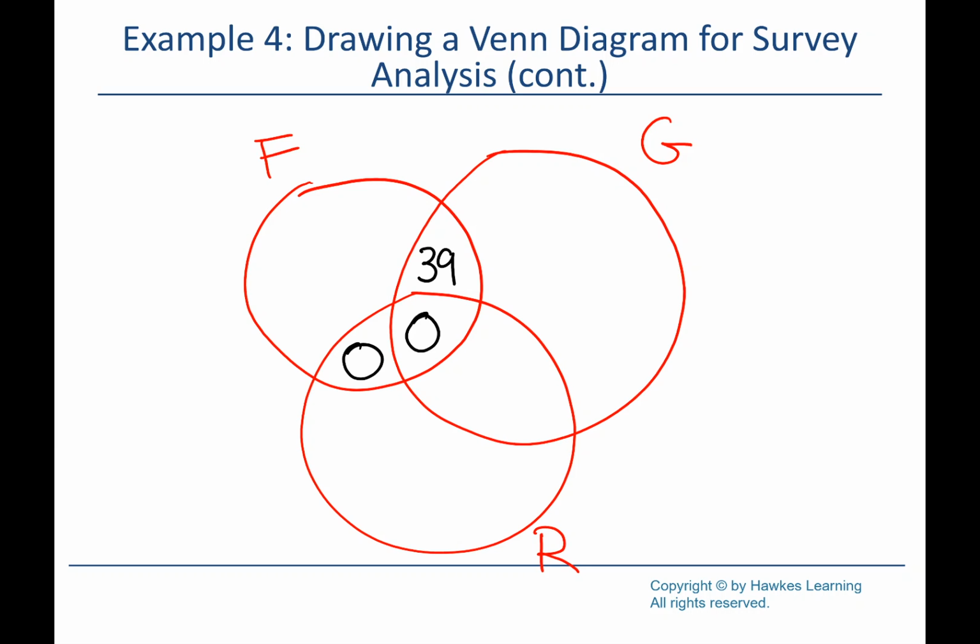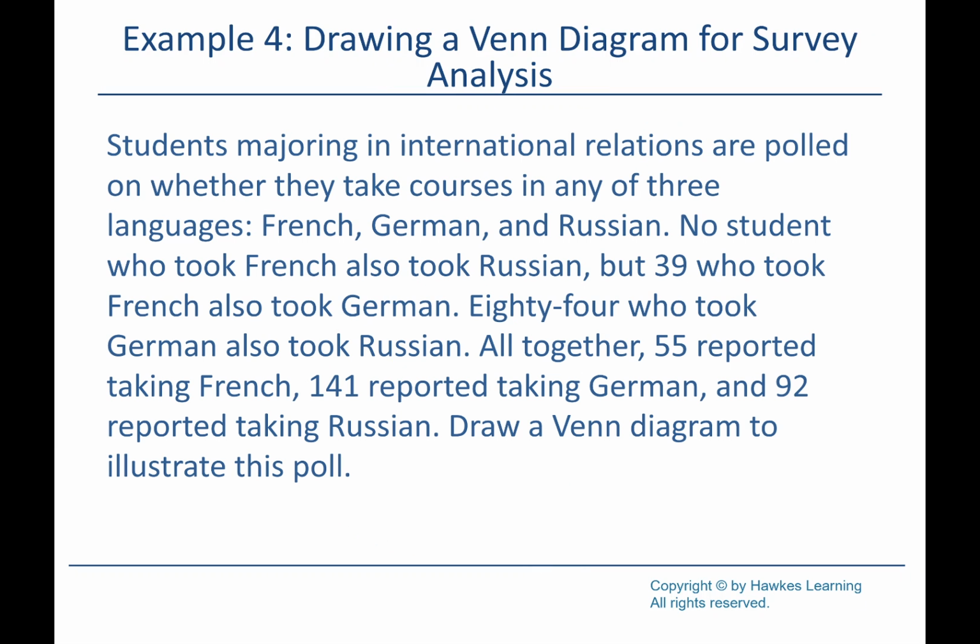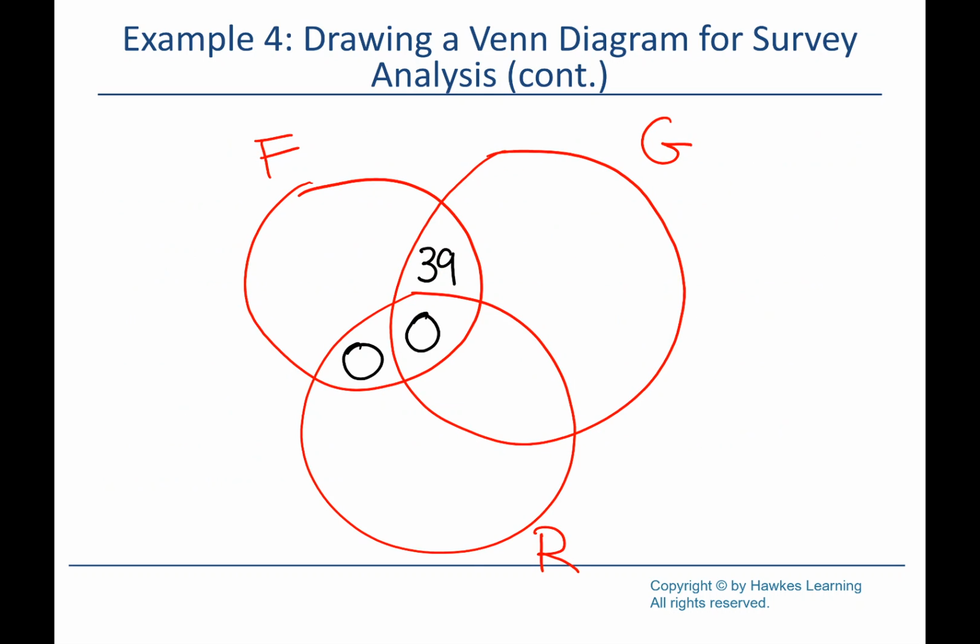Then we can look for German and Russian. So let's see. It says 84 who took German also took Russian. Okay, so in the German-Russian overlap, we've got 84. And normally, or don't forget, okay, this one's a little weird, but normally we'd have to take 84 and subtract the number in all 3, but we didn't have any in all 3 on this one.